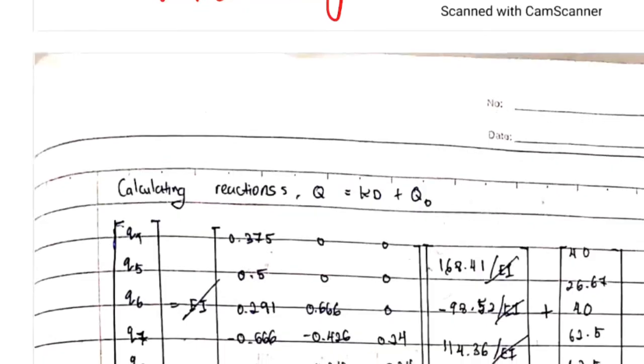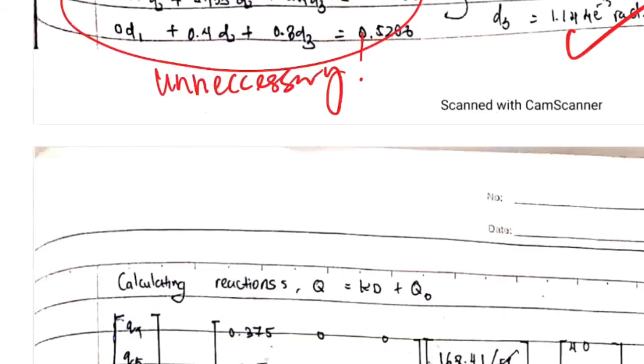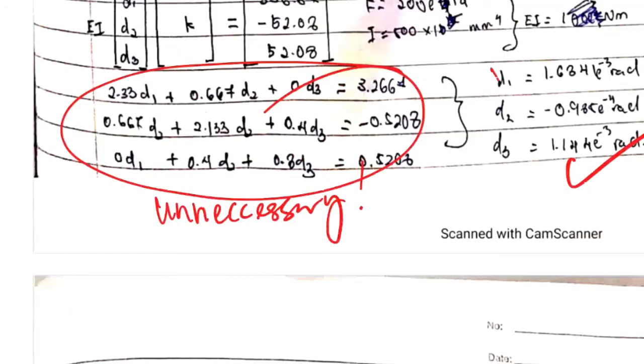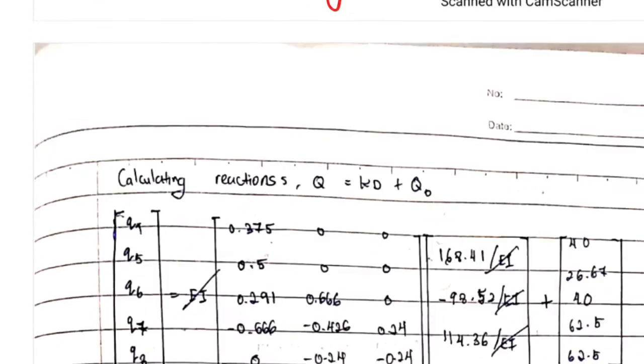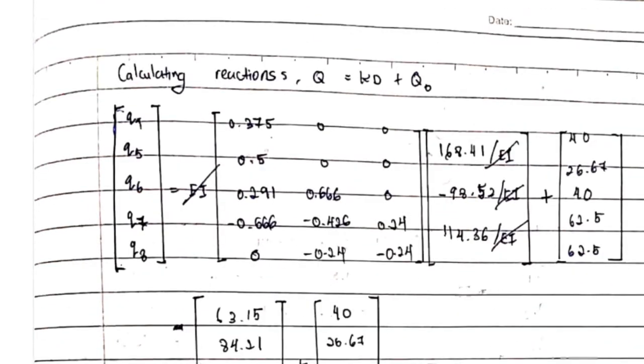So next, once we have determined the displacement in the unconstrained system, we need to calculate the reaction. Again, we still have to use this equation: Q is equal to KD plus Q naught. Remember, this is for the structure. Please use capital letter. So this is Q, Q, Q, Q, Q.